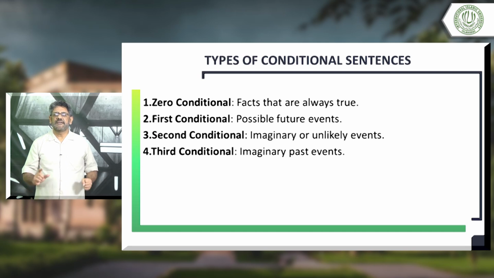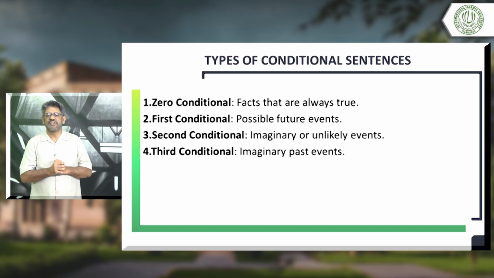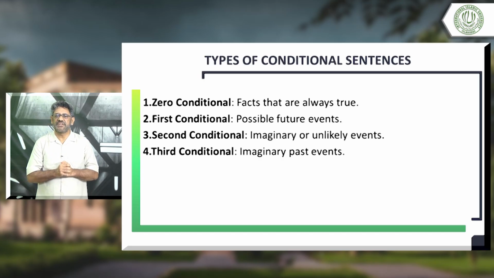Now try to grasp the main idea, zero conditional. What are the types of conditionals? Zero conditional, facts that are always true. In zero conditional, we use facts that are always true. Of course, scientific facts, universal truths, something which happen in the same way if the condition is met, if the condition is fulfilled. I will keep using this word condition all the time because conditional sentences depend on if, they depend on the condition. Okay, first conditional, possible future events.